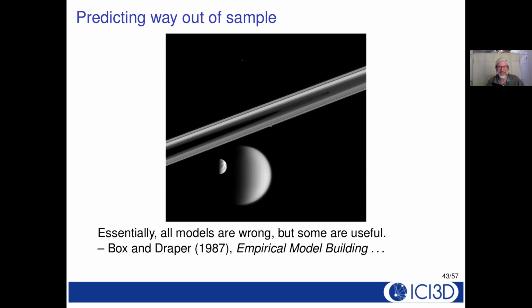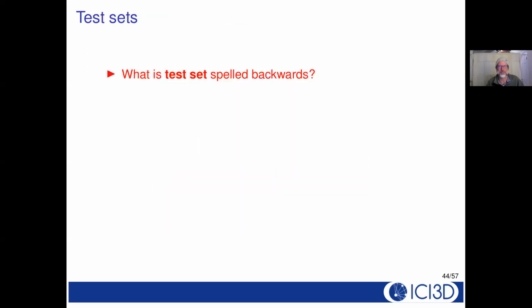Here's a dramatic example of out of sample prediction. And I'm happy to talk, if we have time, about A, what is this a picture of in general, and B, why it's such a dramatic example of out of sample predictions.